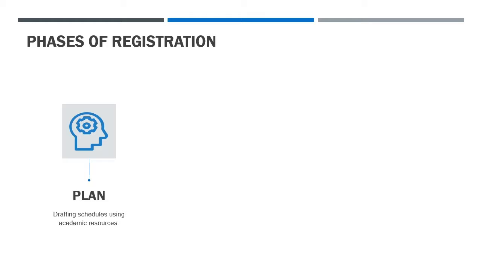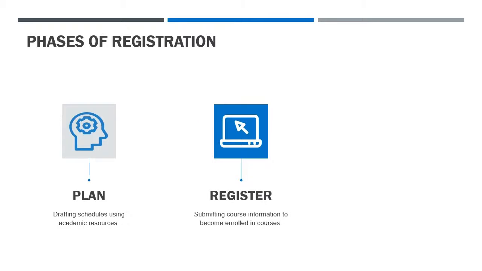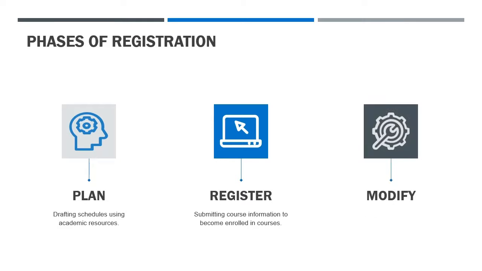There are 3 phases in the registration process. First, you plan your schedule using the registration tools. Second, you register and confirm your classes. Third, you make adjustments as needed to account for any new academic credit or personal needs in your daily schedule.